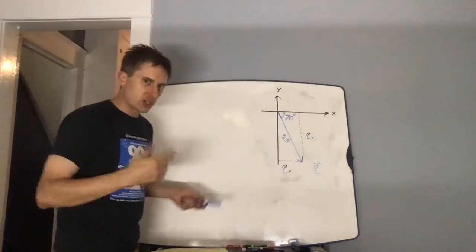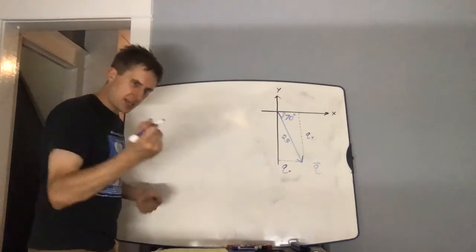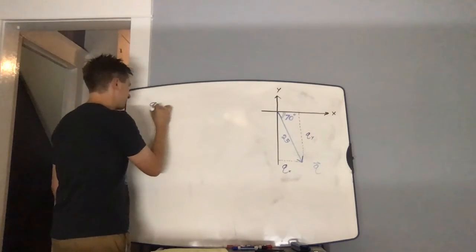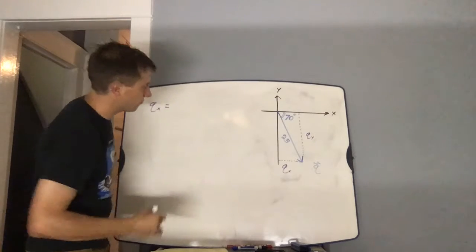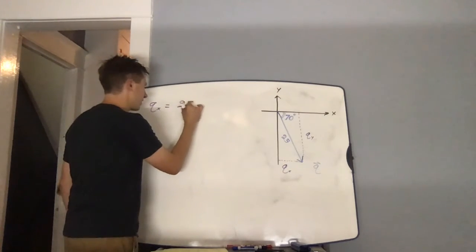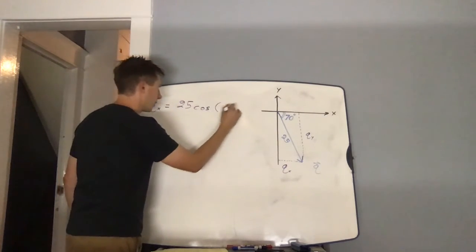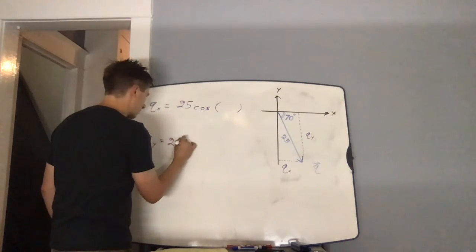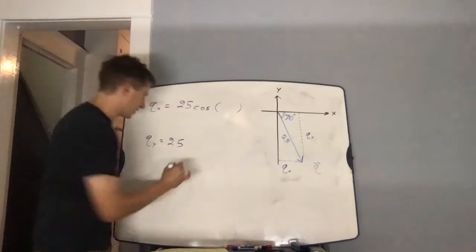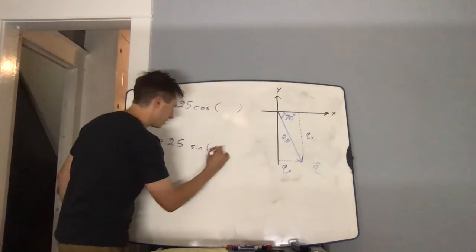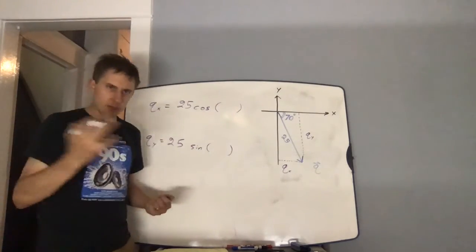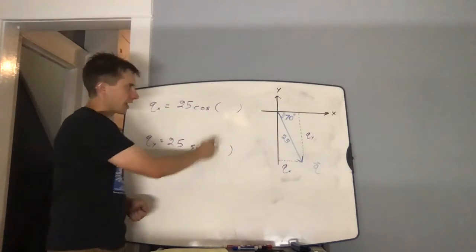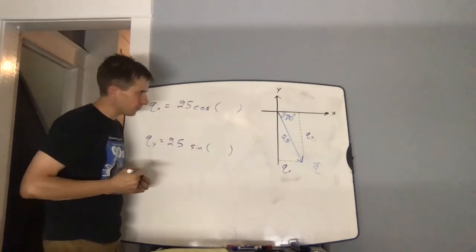So what are Qx and Qy? Well, we said that I could say Qx is equal to the magnitude of the vector, which is 25, times the cosine of an angle, and Qy is equal to the magnitude of the vector times the sine of an angle. So the only question we need to answer is, what angle do we plug in here and here? And it will be the same angle in both cases.